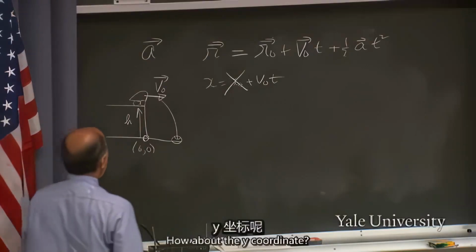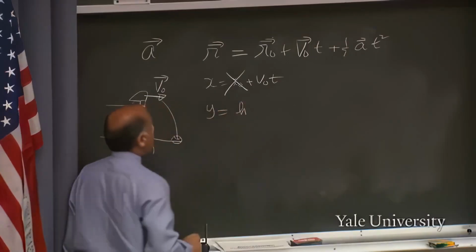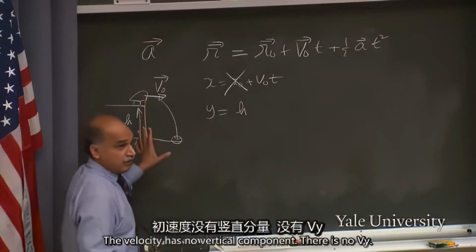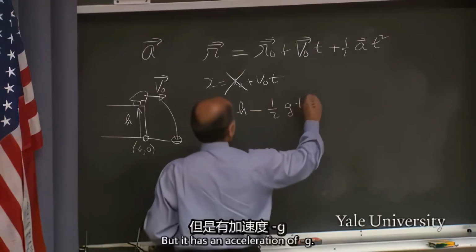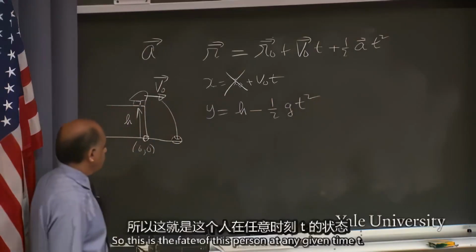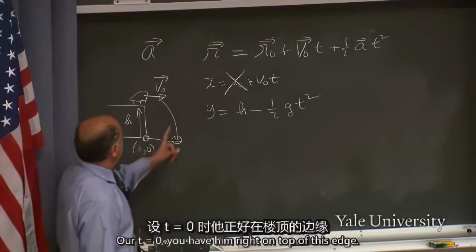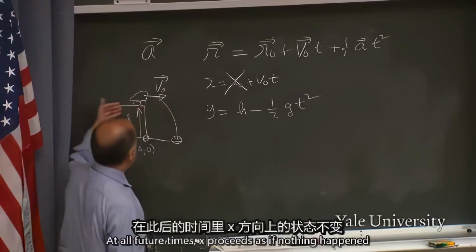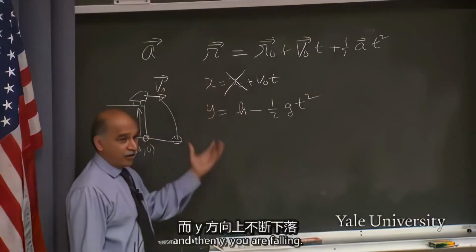How about the y coordinate? The equation for the y coordinate is the height of the building. The velocity has no vertical component, so there is no vy, but it has an acceleration of minus g. So this is the fate of this person at any given time t. At t equal to 0, you have him right on top of this edge, and at all future times, x proceeds as if nothing happened, and then in y you're falling.